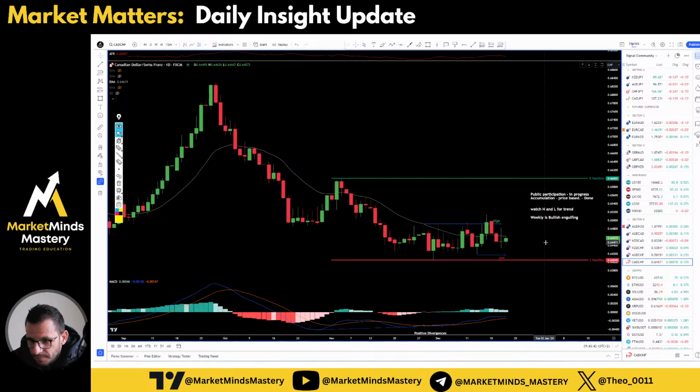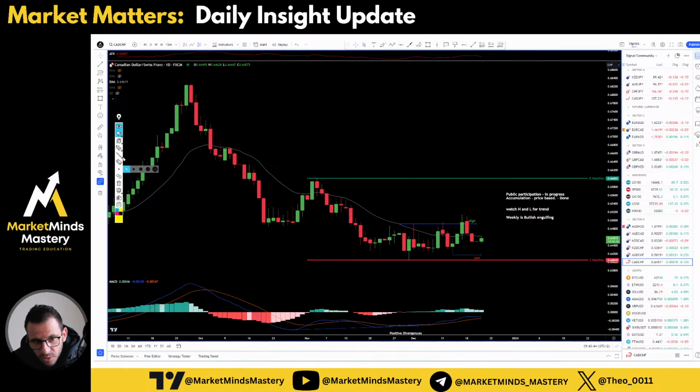And the last one, Canadian dollar Swissy, still here. The good thing is that bullish divergence shown, and maybe price will break to the upside. I'm waiting for the price to break to the upside, and then I will start looking for long positions.